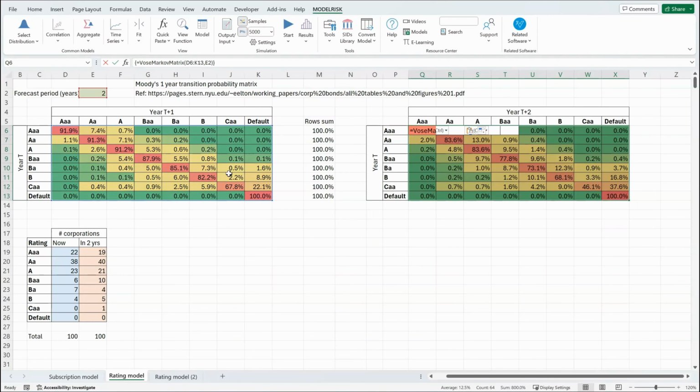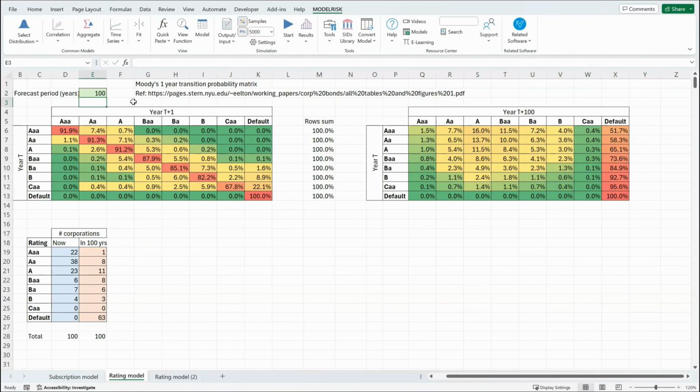This is a ModelRisk function called Vose Markov matrix, and it is simply the multiplication of the original matrix by itself. I can see what happens if I change this forecast period to something very extreme. For example, I'll put in 100 years. Now, arguably, the system will not operate in exactly the same way for a continuous 100-year period, but you can see what the effect is.